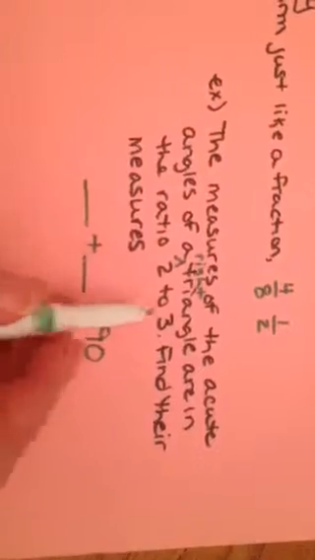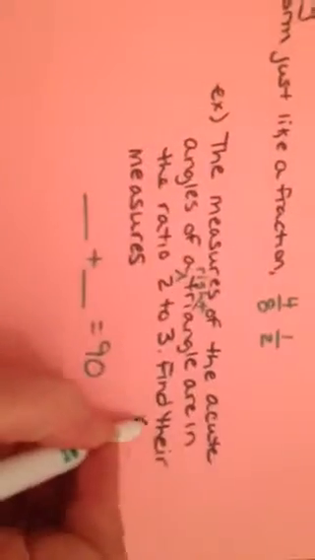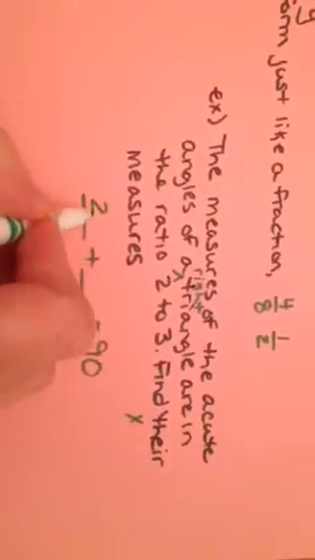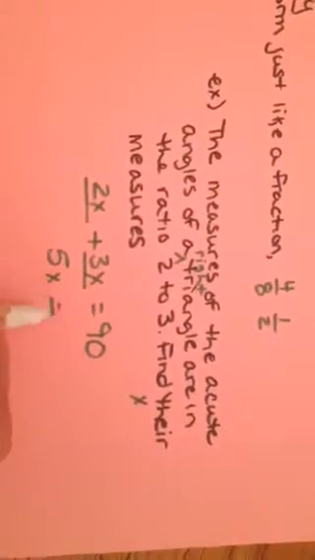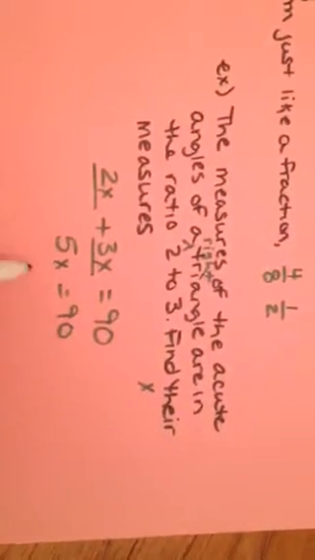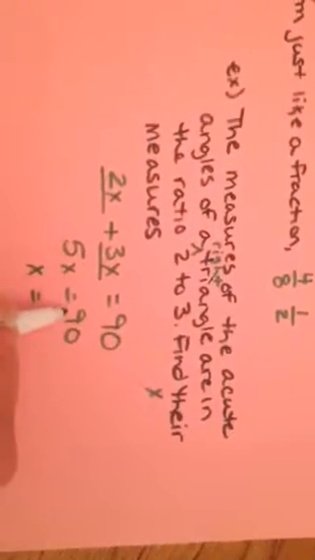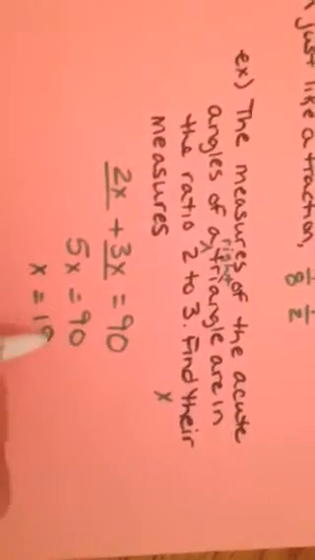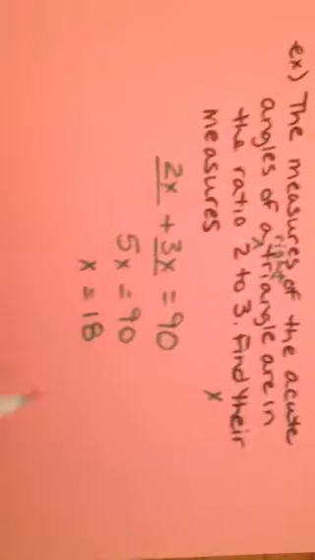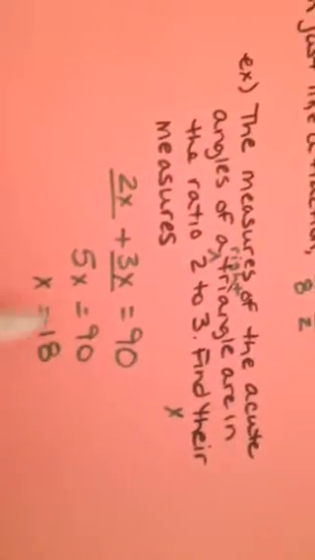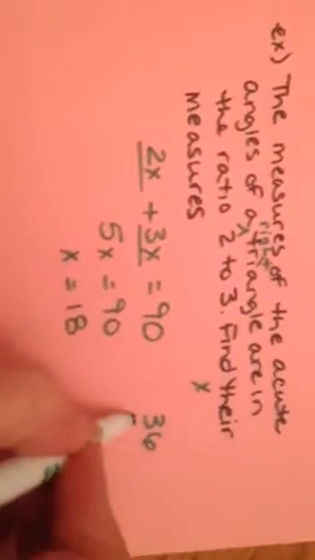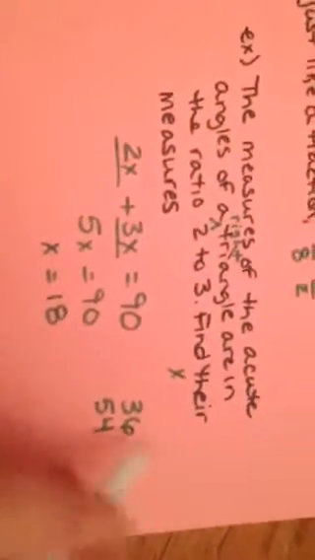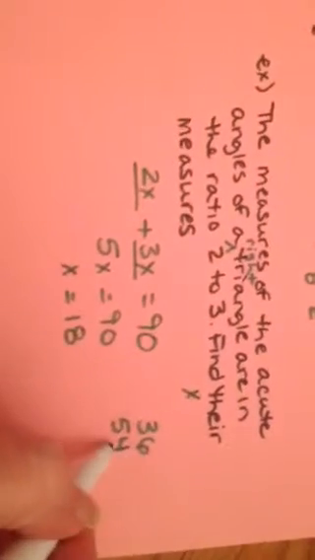Since they're in a ratio of 2 to 3, I don't know what my magic number is, but the ratio is 2 to 3. So 2x plus 3x is 5x. 5x equals 90, x equals 18. Sorry, I was doing math there. So I know that one angle is 36 and the other angle is 54. And this ratio is 2 to 3.